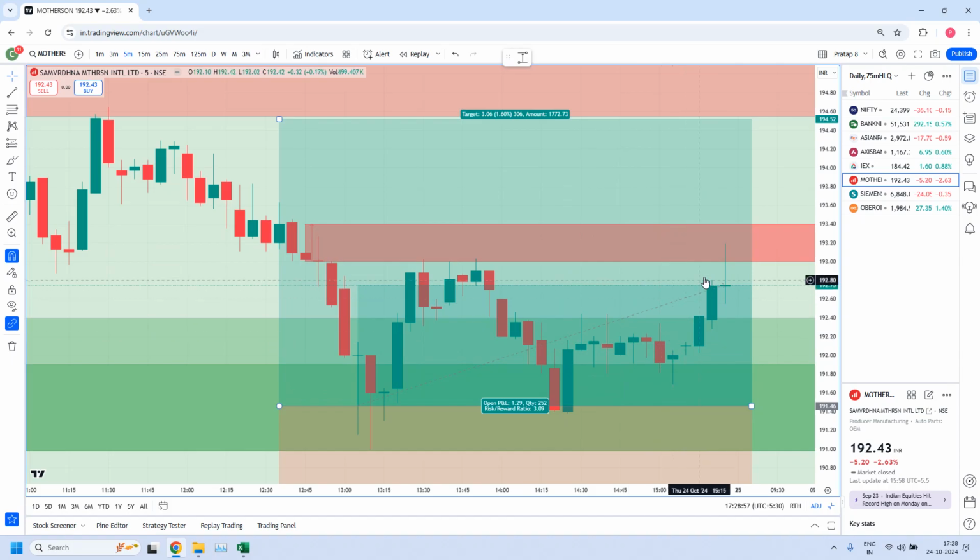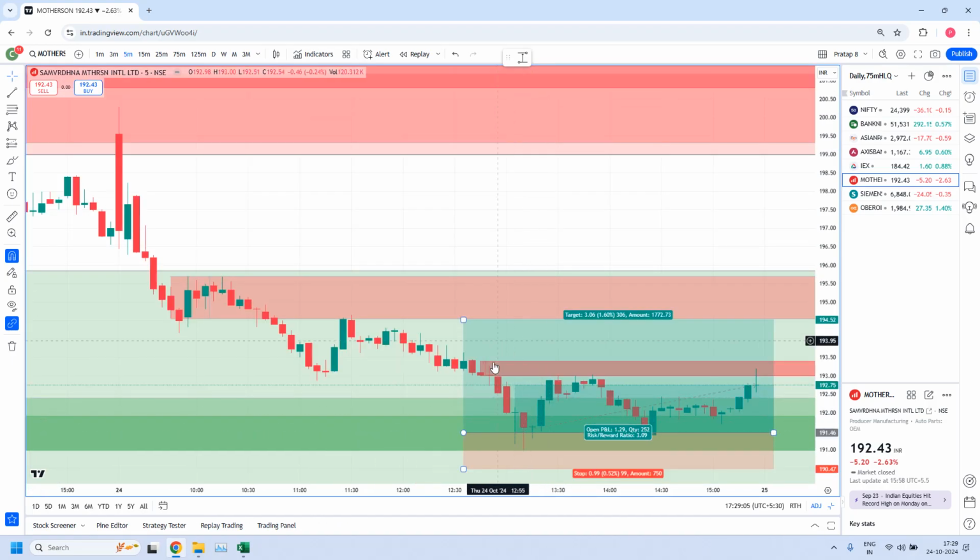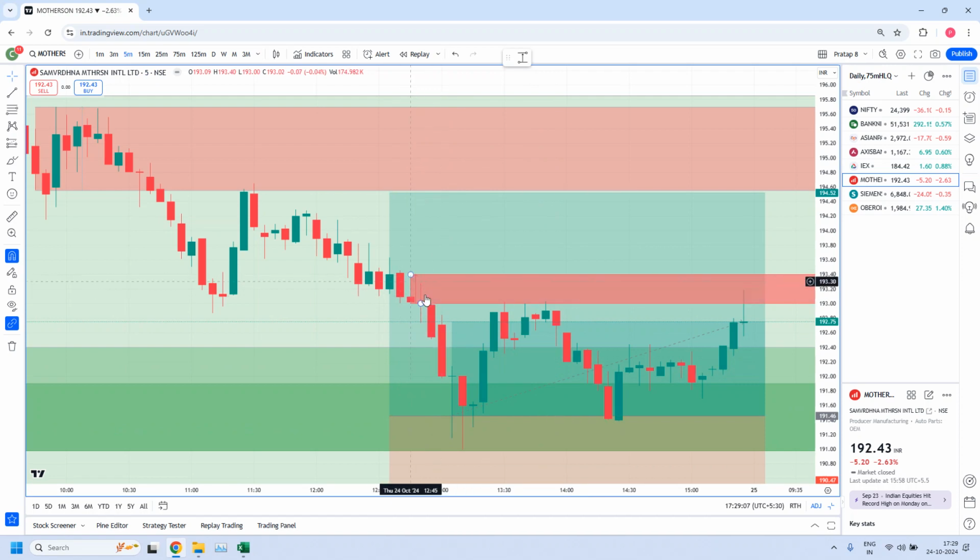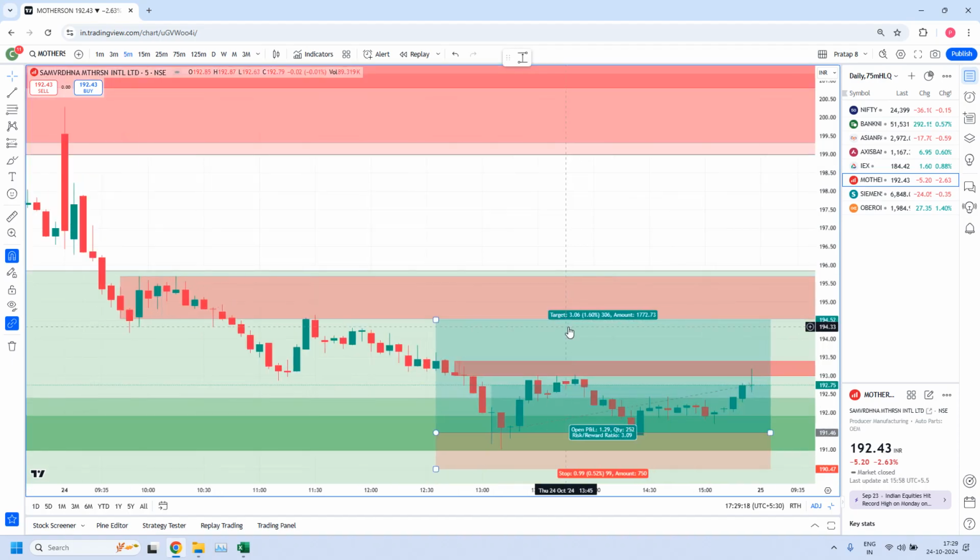If the RR is there, 1:3 RR, you would have taken a trade. RR is not there. But why did we take a trade? Because initially we didn't assess this 5-minute zone. This is a normal 5-minute zone. After the price action, we concluded this could be a high liquidity zone holding the prices.